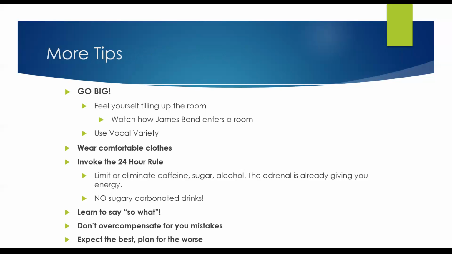My biggest rule, too, is this next one. It's invoke the 24-hour rule, which is limit or eliminate caffeine, sugar, and alcohol 24 hours before you go to speak. It will really help if you've got nerves. It will really help bring your nerves down because you've already got a lot of adrenaline working. You don't need any more. So if you can either eliminate or limit these 3 things, caffeine, sugar, and alcohol, it will really help.